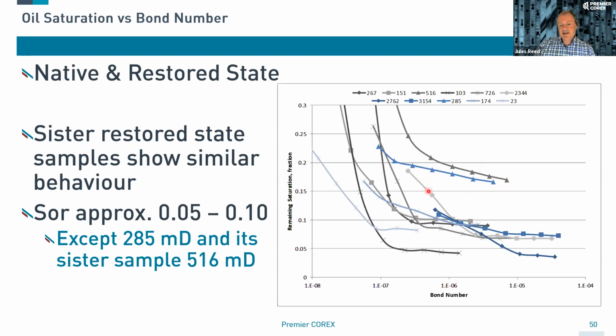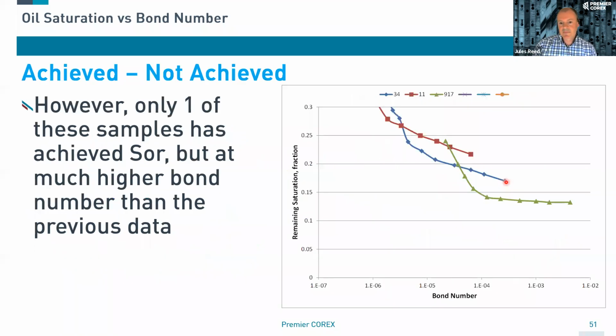So here we can see a good consistency between native state and restored state, between the majority of the samples that have achieved residual saturation and this sample that hasn't. So this would still be some form of remaining.